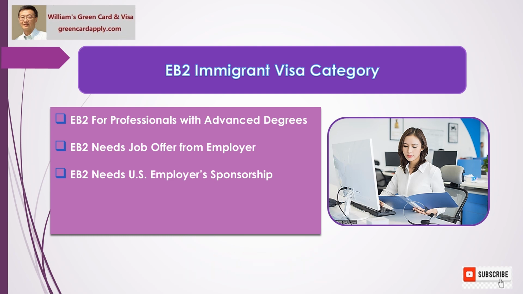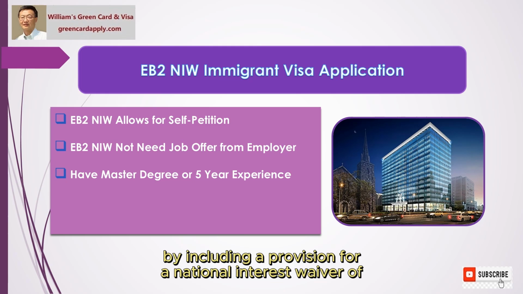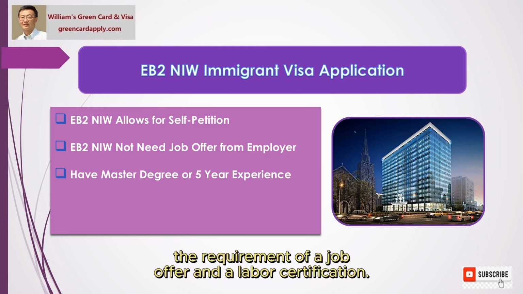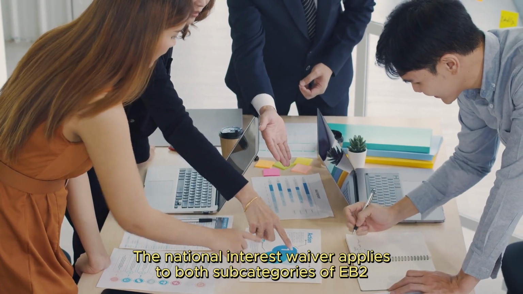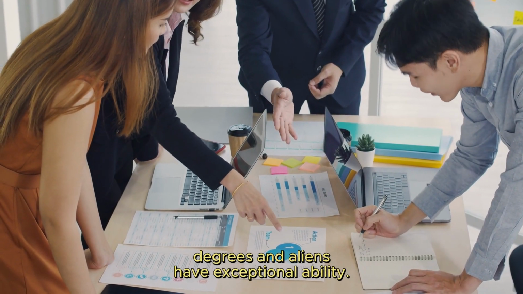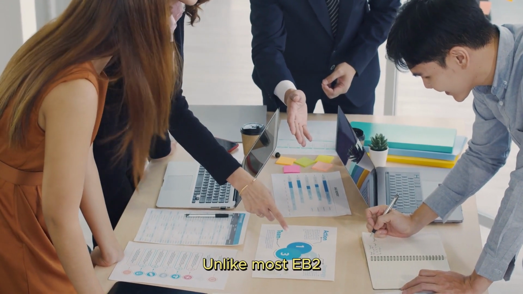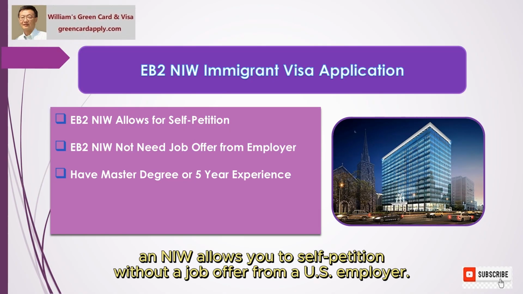U.S. workers. The Immigration Act also created a means of avoiding these requirements, by including a provision for a national interest waiver of the requirement of a job offer and a labor certification. The national interest waiver applies to both subcategories of EB2, members of the professions holding advanced degrees and aliens of exceptional ability. Unlike most EB2 petitions, an NIW allows you to self-petition without a job offer from a U.S.